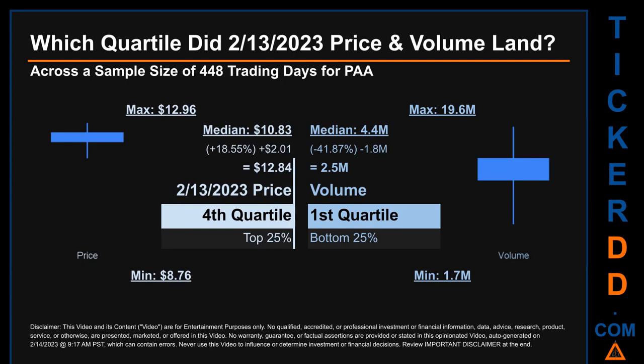Quartiles tell us about the spread of a data set by breaking that data set into quarters, just like how the median breaks the set into half. Descriptively, PAA has a median price of $10.83. Therefore, February 13, 2023 price was higher from that middle marker by 18.55%. The day's volume of 2.5 million was less than the median by 41.87%.